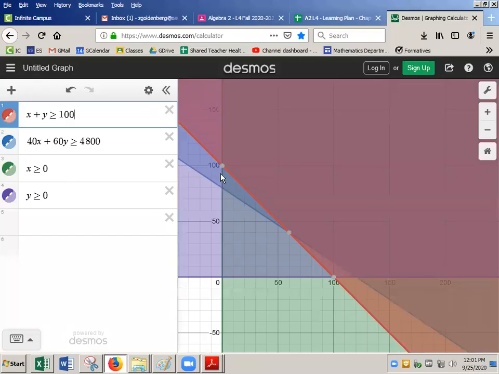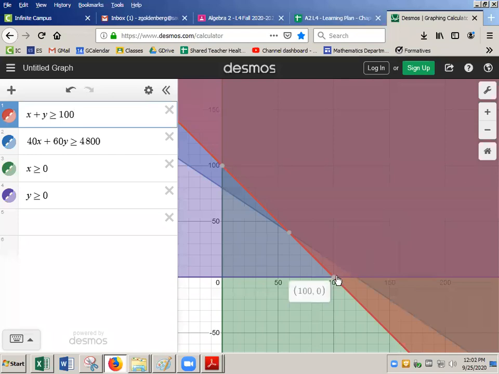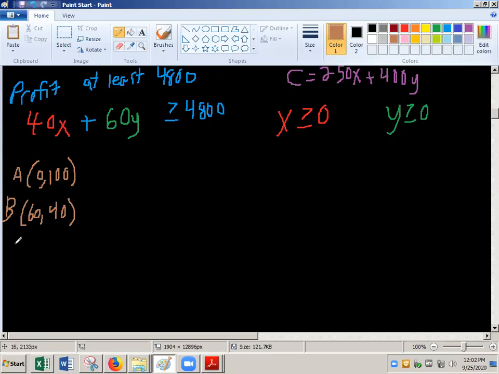And you can do this by intersecting lines too. You don't need a fancy graph like this to do it. The next point I'm looking at is 60, 40. I'm going to call that one B. And the third point that I care about here is going to be 100, 0. Call that C.